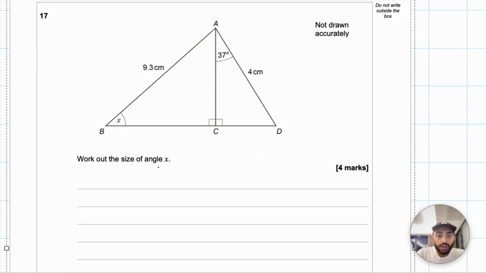Question 17, work out the size of angle X. If we take a look at where X is, it's in this triangle ABC, which has a right angle in it. So that means we're going to be using trig. We only have one piece of information in this triangle, which is this length, so we need another piece of information for us to be able to work out this angle.